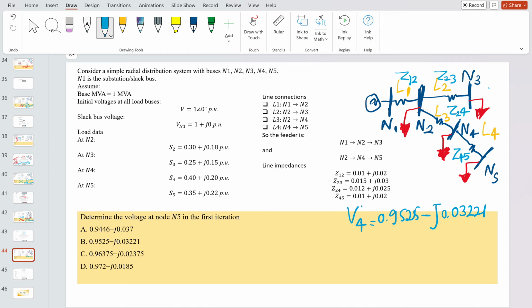Okay, option A. Through the options you can judge, because node 3 is already matching with the node 3 voltage, and node 2 and node 4 voltages. So the remaining one was the answer.